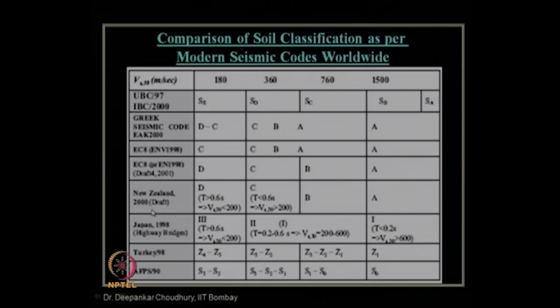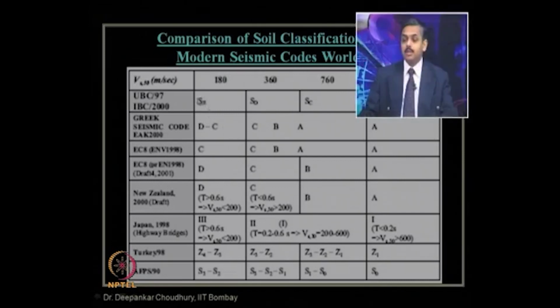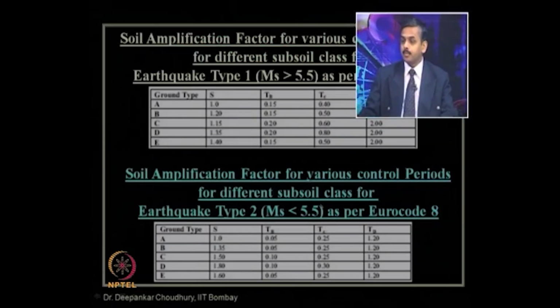The New Zealand code also classifies the soil with respect to the Vs value as well as the site period, T value, as you can see over here. Then the Japanese code also classifies it with respect to the Vs value, including the site period. Then the Turkish code also classifies it with respect to the Vs value. So, Vs is a very important parameter for site classification.